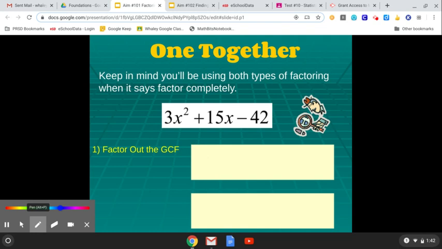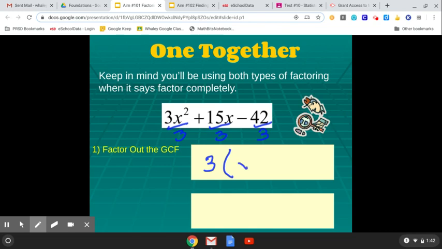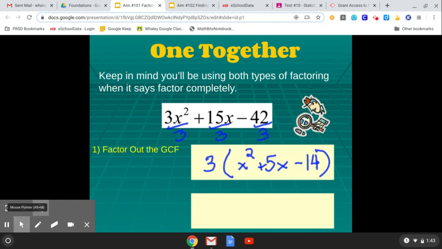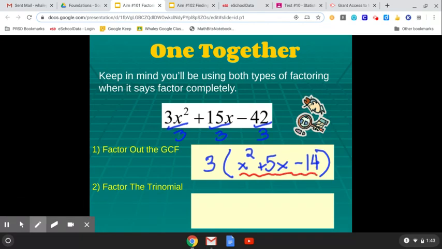Okay, if you said the GCF was 3, you were right. Now we divide everything by 3 to find out what is in parentheses, and we're going to be left with x squared plus 5x minus 14. Okay, well, based on the fact that it said I have to factor completely, that's a given to me that this can factor again. So again, pause the video if you want to try and factor x squared plus 5x minus 14.